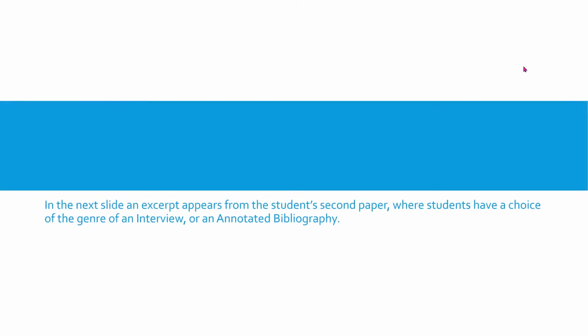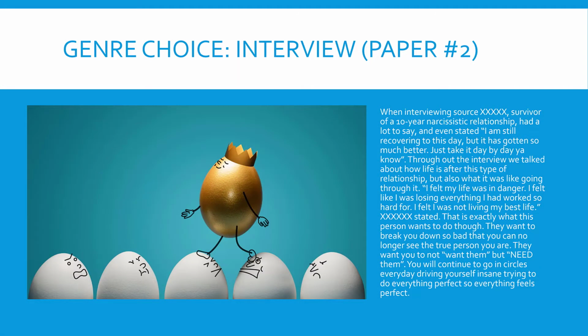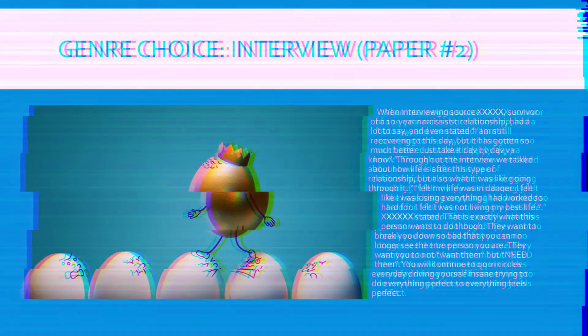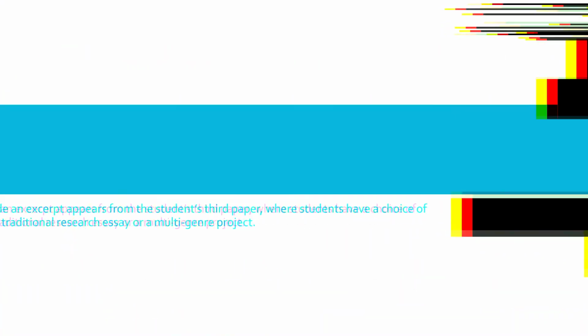The next slide is an excerpt from the same student's paper, the second paper. For that paper, you have a choice of either interviewing somebody or doing an annotated bibliography. This student chose to do an interview, and so she decided to interview someone who had survived a 10-year relationship with a narcissistic person. So that's the assignment that she did. If she would have picked the annotated bibliography, then she would have done research about narcissistic personality disorder, and then she would have assembled her research in a bibliography.